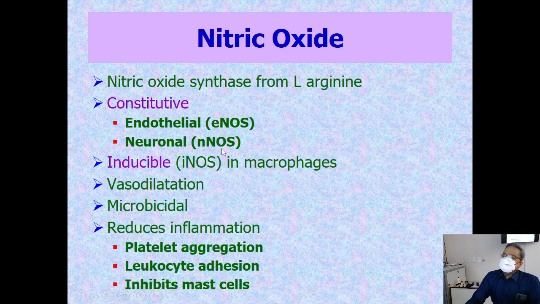Nitric oxide, again, you have two enzymes here. One is the constitutive, one is the inducible. The constitutive is the endothelial and the neuronal. And the inducible is the one which is present in macrophages, which is important in inflammation. So, inducible iNOS releases NO, which causes vasodilatation. And vasodilatation is a pro-inflammatory effect. More NO release ends inflammation by causing platelet aggregation and inhibition of mast cells.